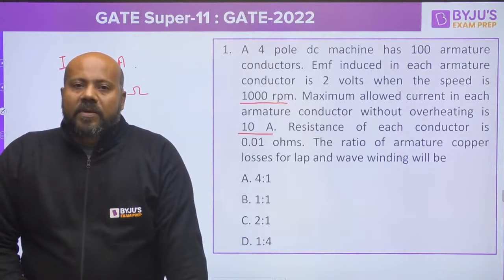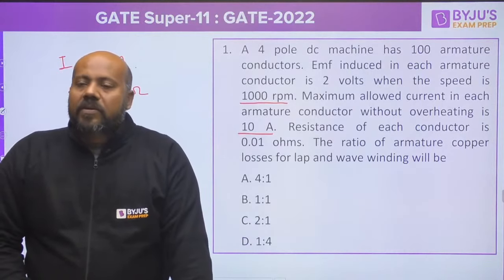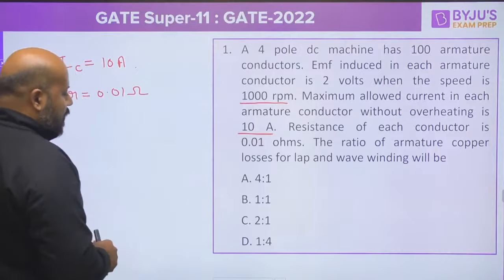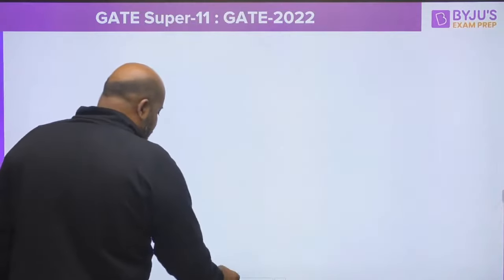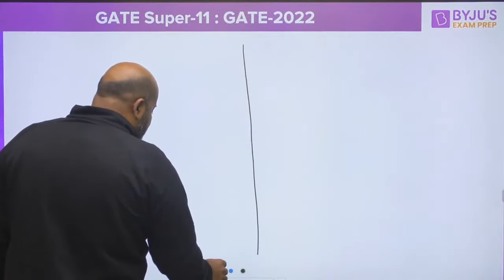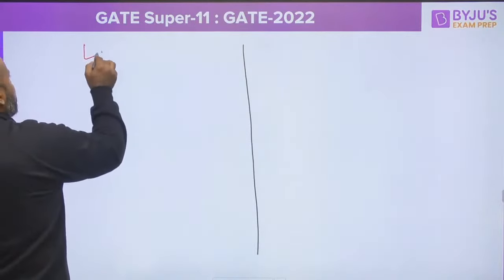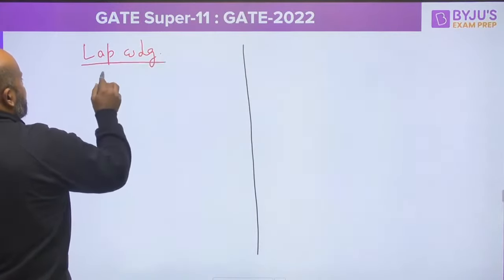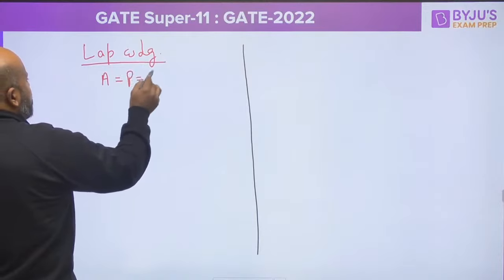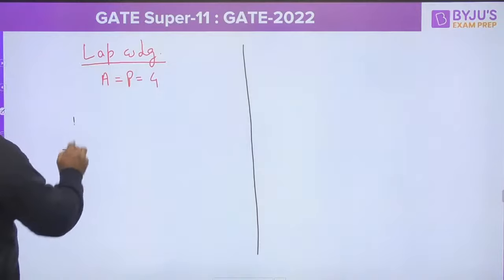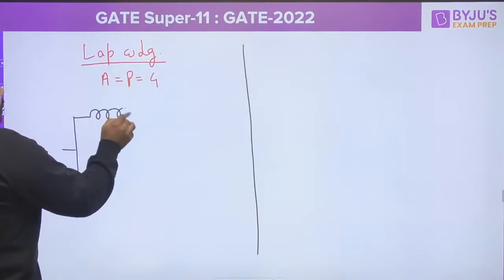And today's class topic is that we are going to solve 11 important questions for your subject electrical machines. So basically he wants you to compare the losses in the lap and wave winding. So what you can do is, if there are 4 poles and suppose you have a lap winding, so definitely the number of parallel paths are going to be equal to the number of poles, that is given as 4. So your actual armature winding is going to be looking something like this.